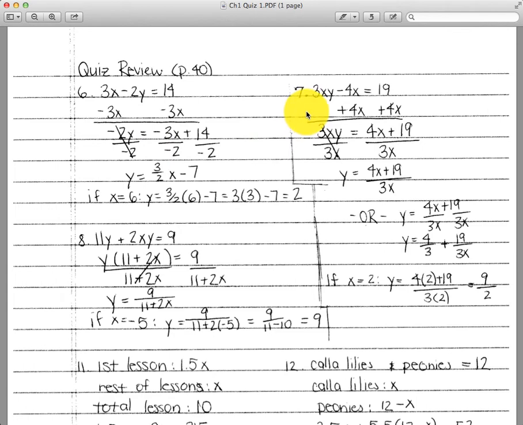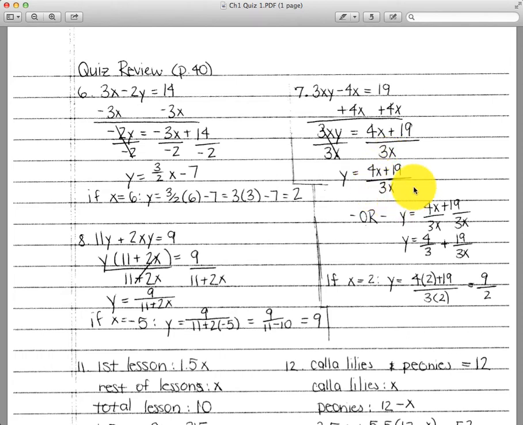In number 7, they ask you to solve for y. So we have 3xy minus 4x equals 19. Same thing, we need to isolate the y on a side all by itself, get the 4x to the other side. In this problem, you then have 3xy equals 4x plus 19. And so you would divide both sides by the 3x because you want the y all by itself. Divide by 3x on this side, divide by 3x on this side.